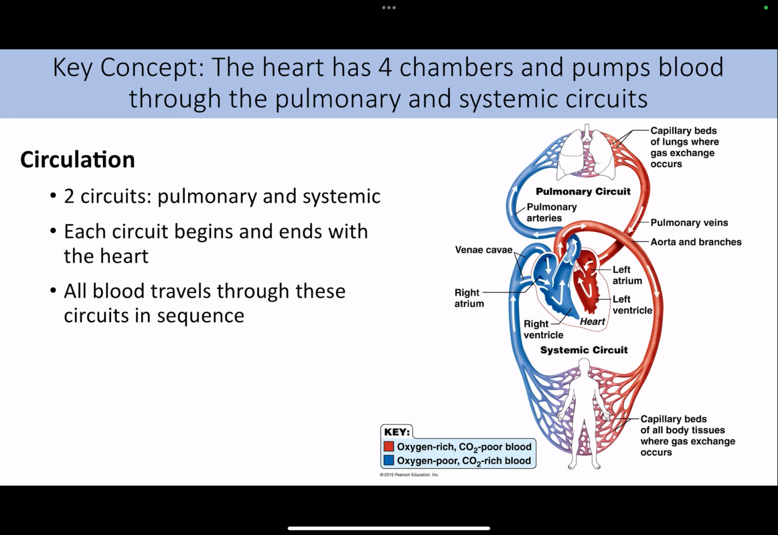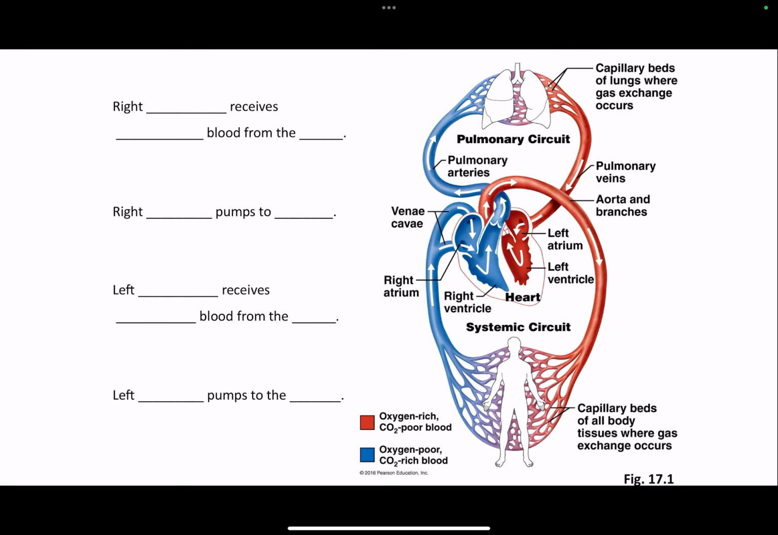Okay, we have two circuits, a pulmonary circuit that's taking blood to and from the lungs, and then we have the systemic circuit to and from the body. Each circuit begins and ends with the heart, and all blood travels through these circuits in a sequence. Okay? So we're going to go through those circuits.